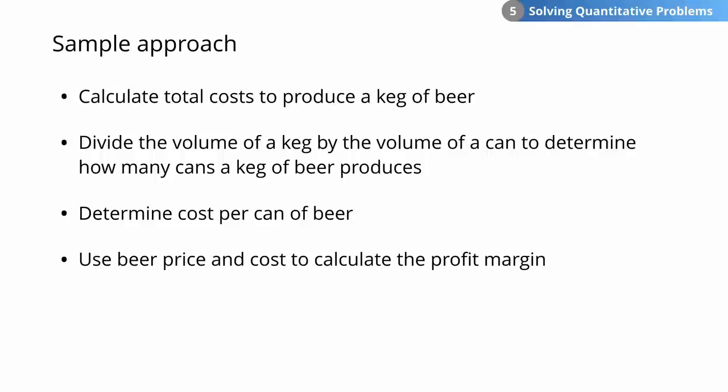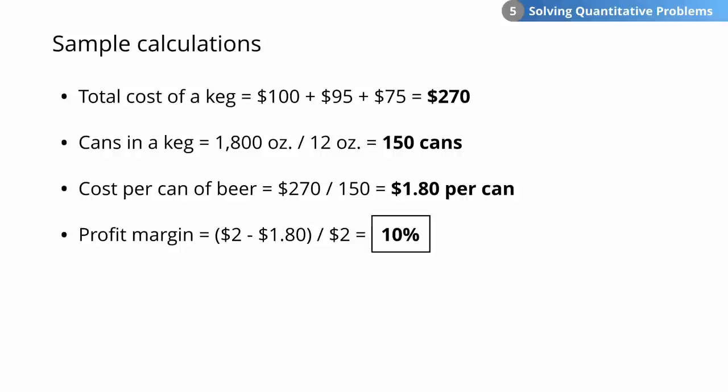Following this approach, the total cost of a keg of beer is $100 plus $95 plus $75, or $270. The number of cans of beer in a keg is 1,800 ounces divided by 12 ounces, or 150 cans.